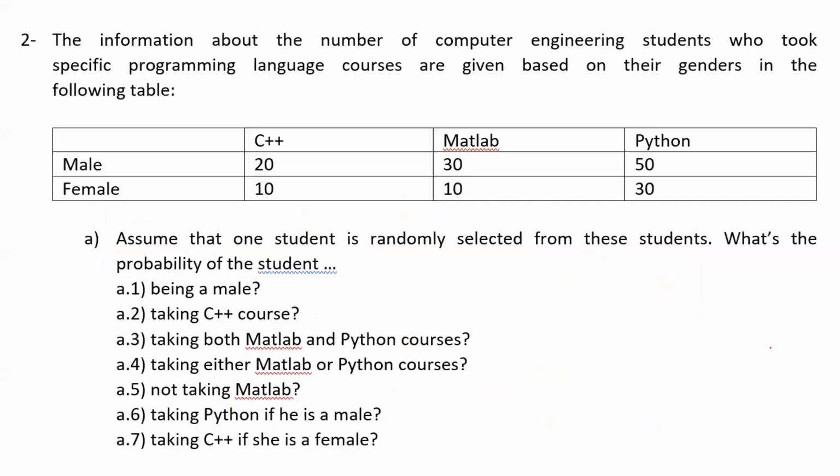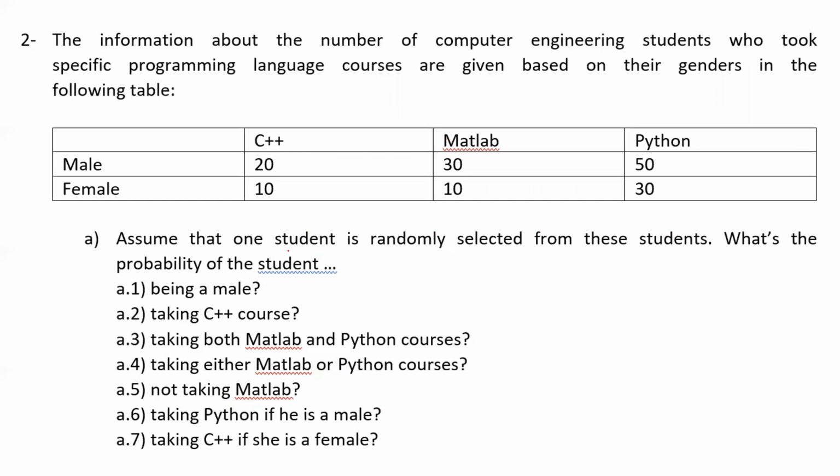Okay, let's go through the second one. In this question, we are trying to practice using a table to see how we can find the probabilities from a frequency table. So the information about the number of computer engineering students who took a specific programming language courses are given based on their genders in the following table. So either they are male or female, and here they are the programming languages.